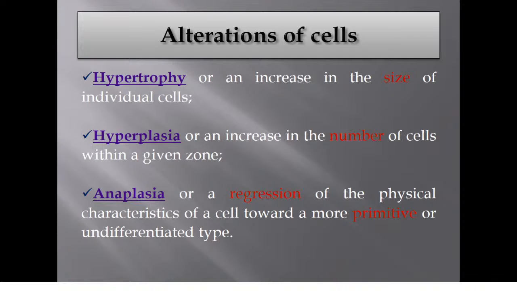Second, hyperplasia, or increase in the number of cells within a given zone. In some instances, it may constitute the only feature of tumor formation. And third, anaplasia, or regression of physical characteristics of cells toward a more primitive or undifferentiated type. This is an almost constant feature of malignant tumors, though it occurs in other instances both in health and in disease.